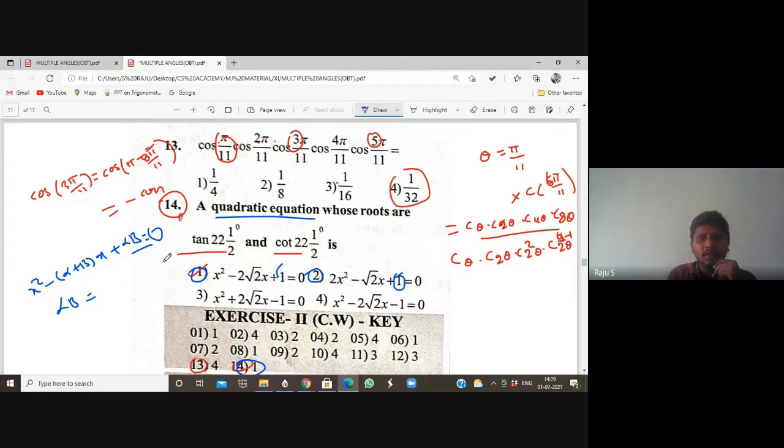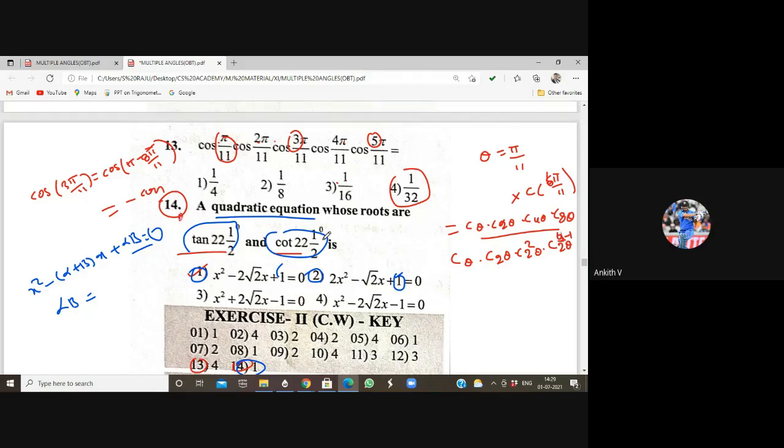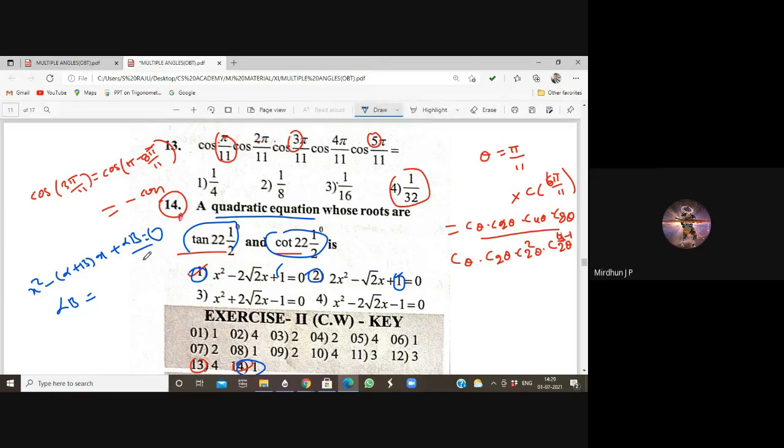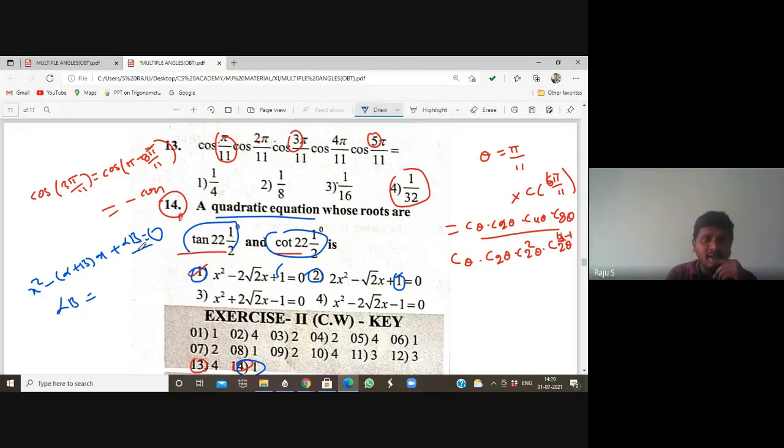Do you know the tan 25 value and cot 25, or tan 22 and cot 22? We don't know those values. But we know that tan 45 by 2... Yes, clearly we will get alpha into beta equal to 1. Surely we will get 1. Okay, I fixed it as 1.